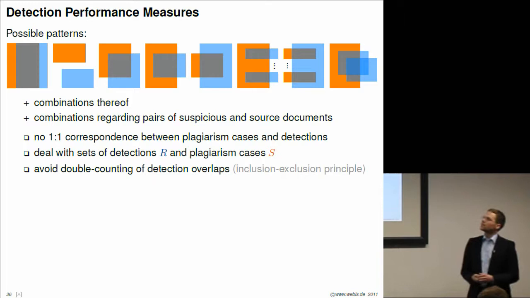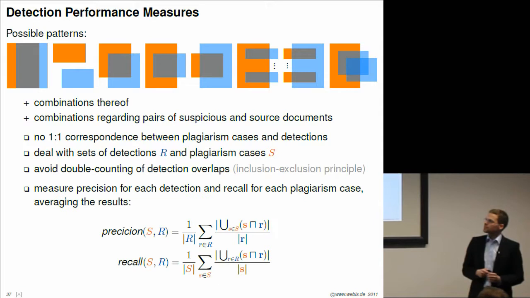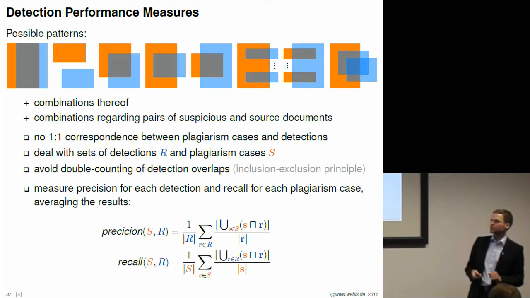Finally, we have to avoid double counting of detected characters in our measures if we deal with sets of them, simply because there may be detections which overlap to some extent. So, in the end, the measures turned out to be a little bit more complicated, but you can still see the original pattern here. We have represented the plagiarism case and the detection differently as sets of particular items, of which we take the union here, and then we compute an average for both precision and recall.